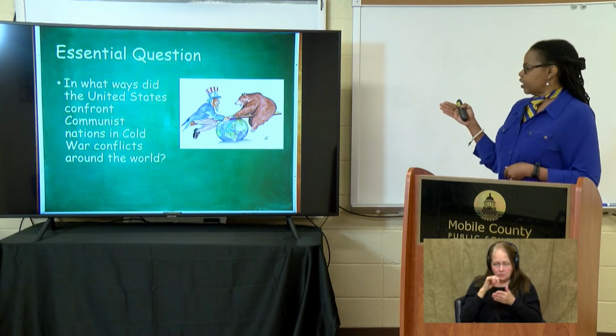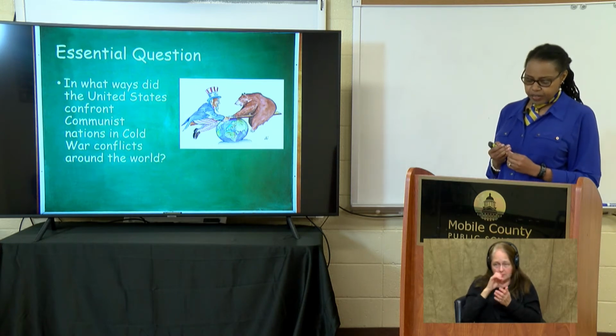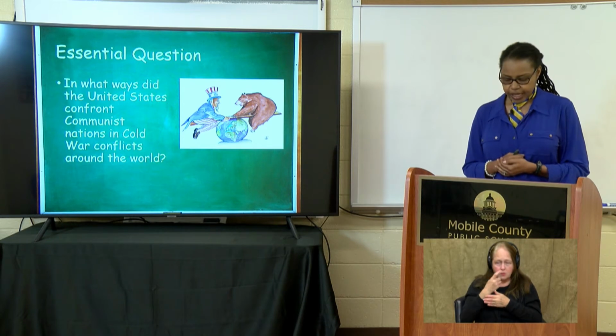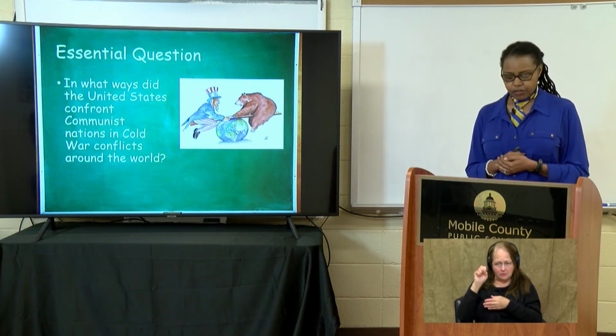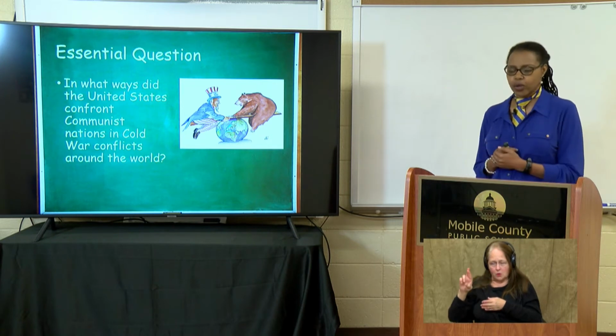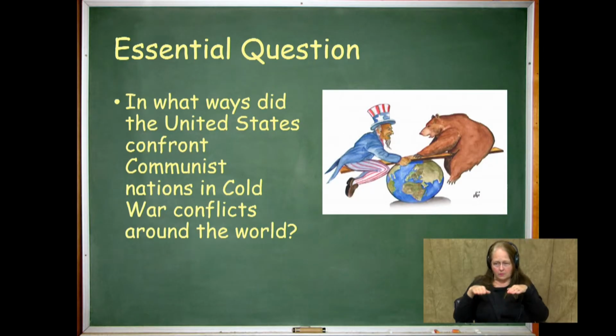Now, in this particular cartoon, the United States is represented by Uncle Sam, he's in the red, white, and blue, and the Union of Soviet Socialist Republics, or the USSR, also known as Russia, is represented as a bear. Now, if you look at this cartoon, they're both on a seesaw, and that represents the delicate balance of power, world power, between the two countries. So they're seesawing on a globe.